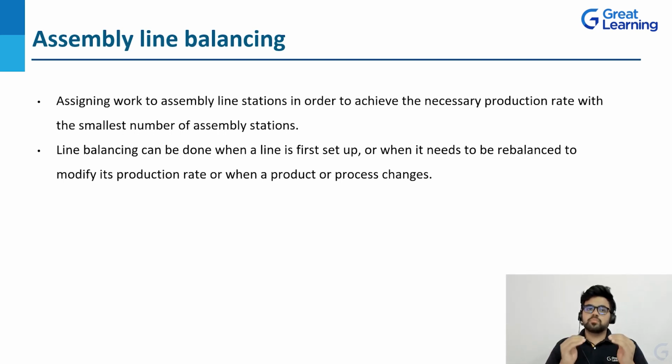Now, this particular method of assembly line balancing revolves around the philosophy that you need to make sure that a minimum number of equipment is used to do a task, and also that the minimum time is required. So let's say that if you want to go from A to C, the shortest path would be going from A to C.